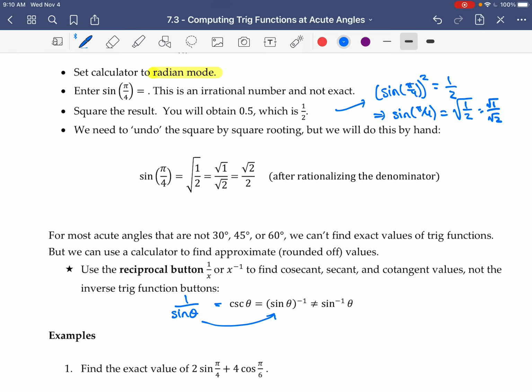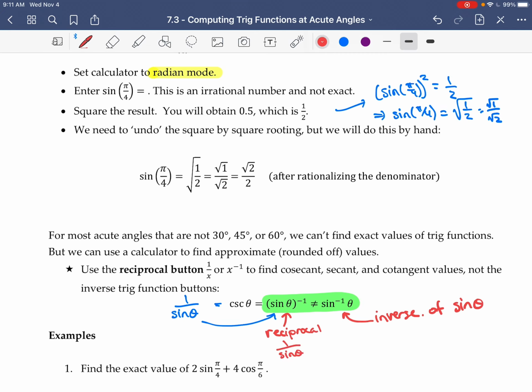This is not the same. So just be very aware. This is not the same as sine inverse of theta, which you do have a button for in your calculator. This one here is the inverse, which we're going to talk about later. So the inverse of sine theta. This one is the reciprocal. So that's 1 over sine theta.